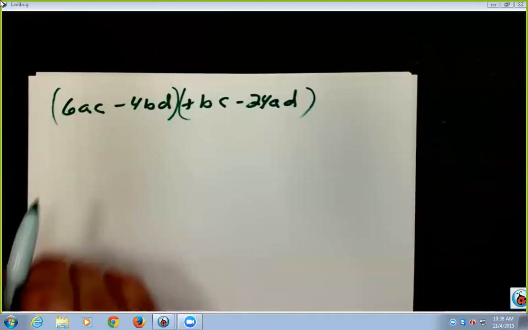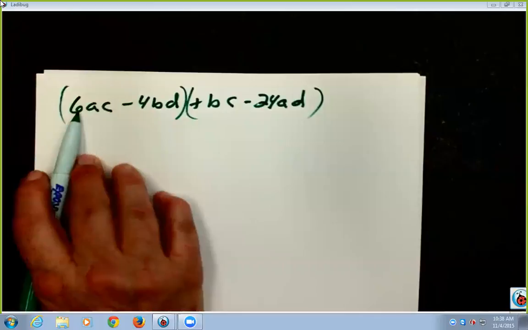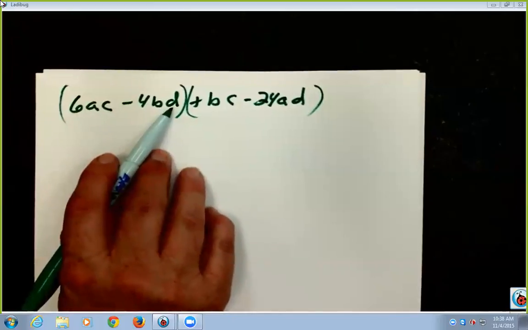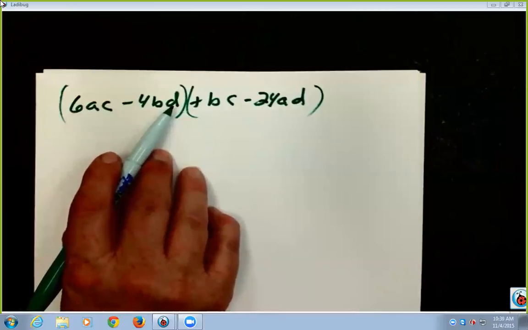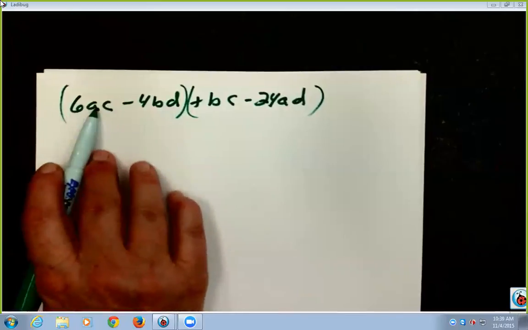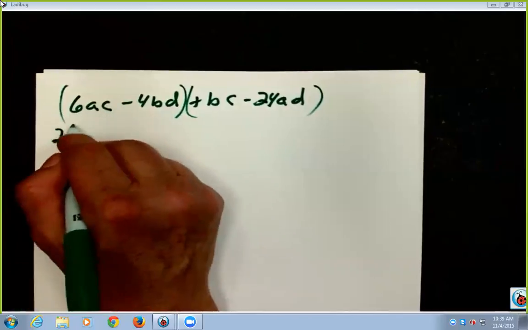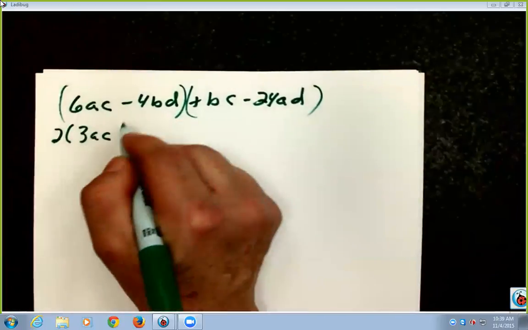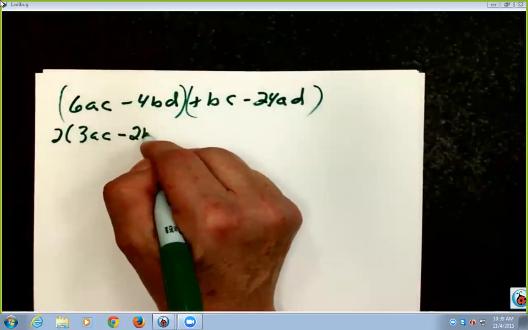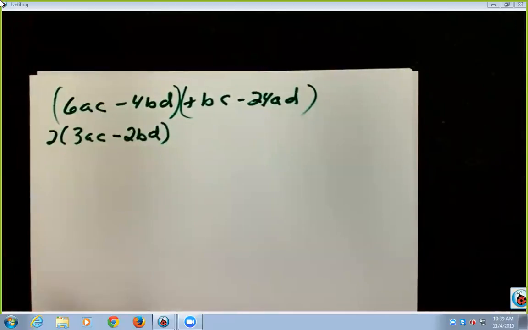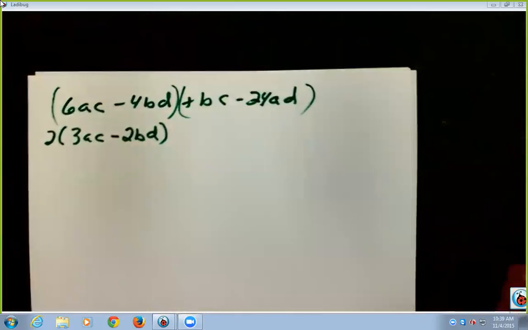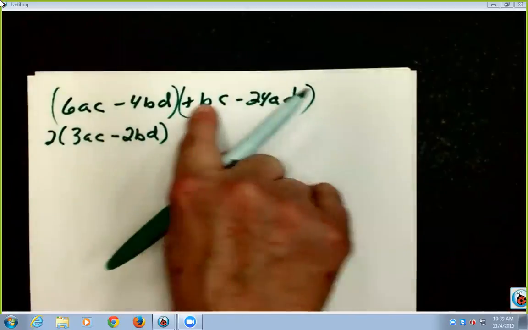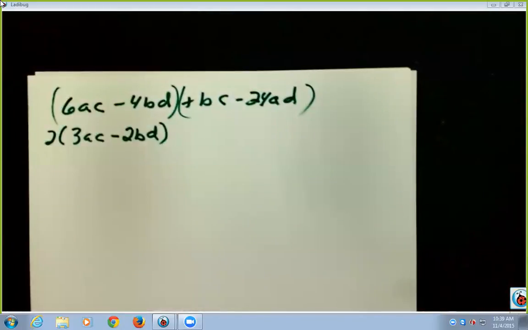Wait a minute, can I pull anything out? Well, I could pull out a 2 out of here, but is that going to help me? If I pull out a 2, I get 3AC minus 2BD. Okay, what can I pull out of here? Well, I look at that one and I look at the whole thing and there's nothing I can pull out of there, right? I can't pull any pieces whatsoever out of that one.